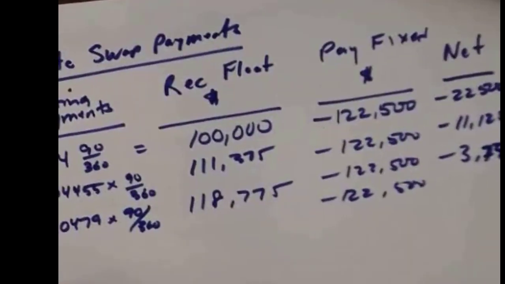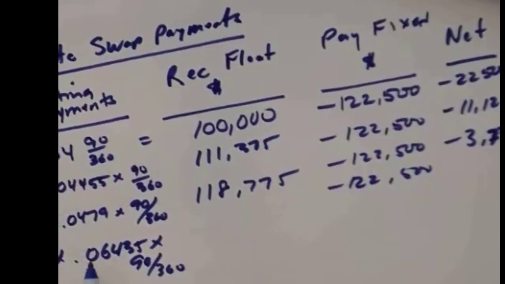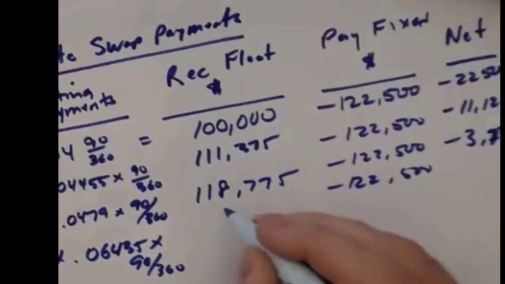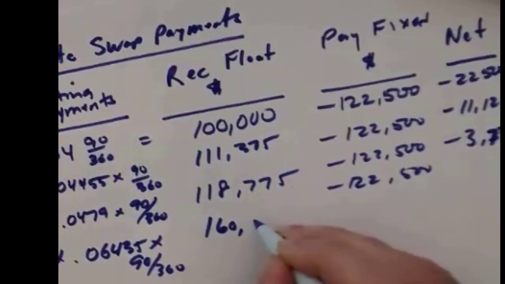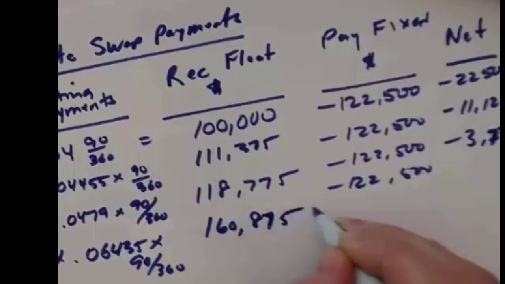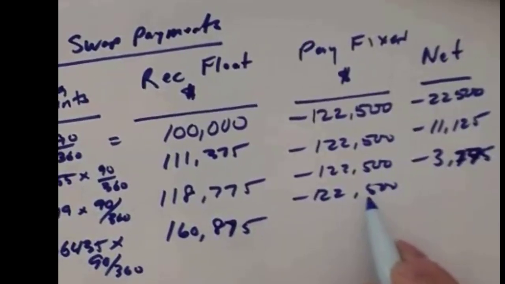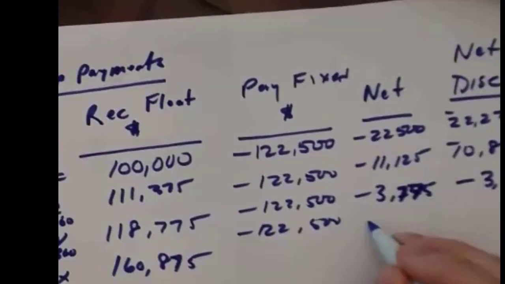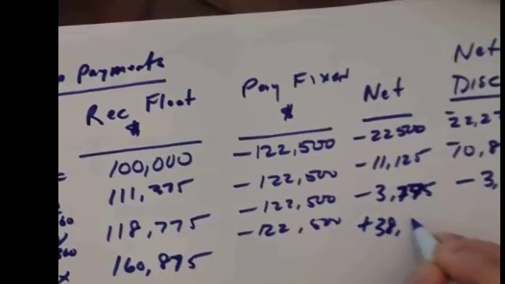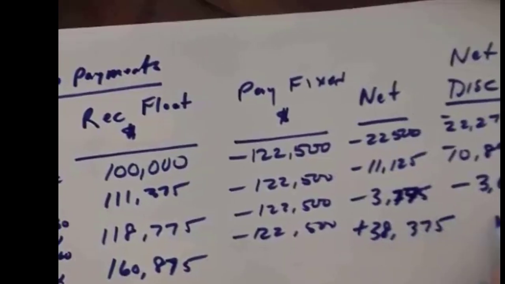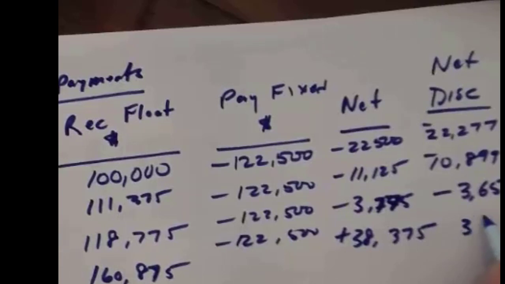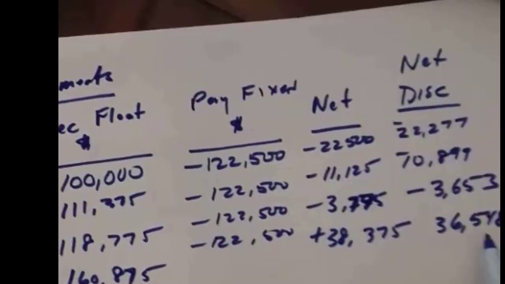And then the last payment, okay, that's 6.4%, adjusted on a quarterly basis. That's 160,875. We netted out the 122. Net, it's positive 38,375. Take the present value of that based on the discount factor of 1 year that we computed earlier.